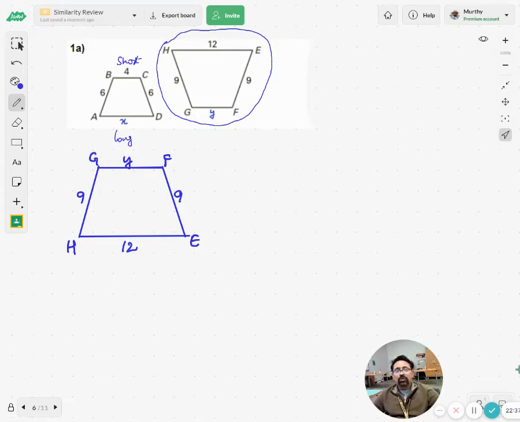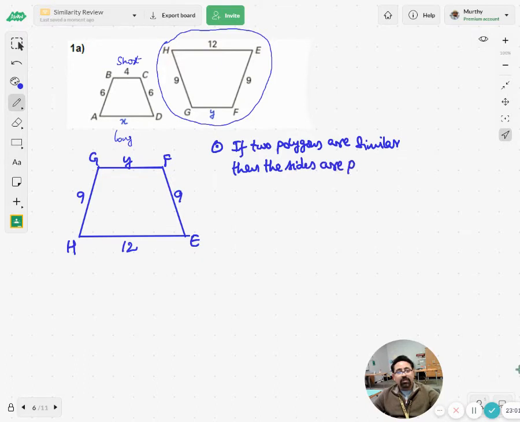Now, these two polygons are given as similar. Then the important point is, if two polygons are similar, then the sides are proportional.